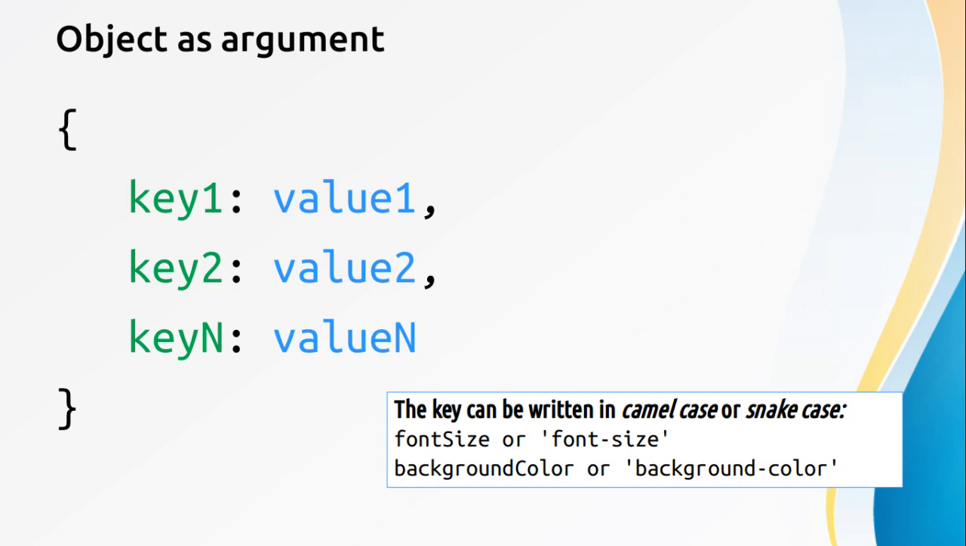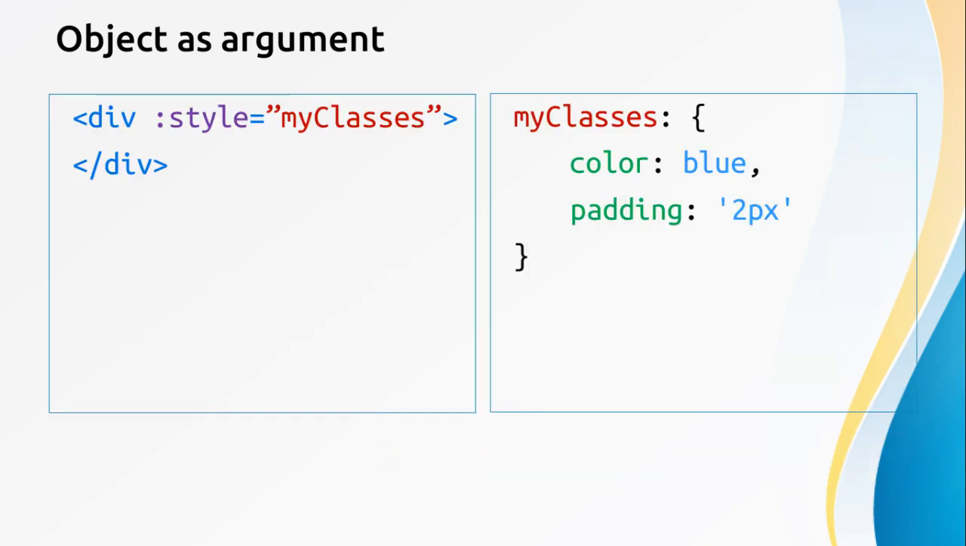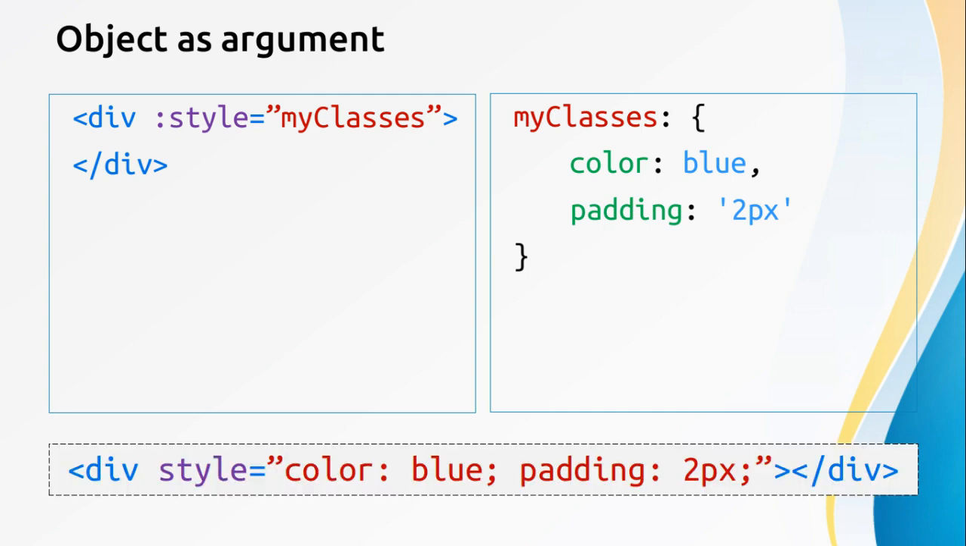Let's see an example. Here, we do style binding to myClasses. Then in the data property, for example, we define myClasses as an object that contains color blue, padding 2 pixels. When the page is rendered, the div will have style color blue, padding 2 pixels.